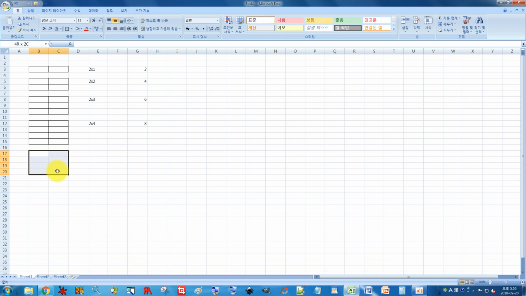So right off the bat, from 1 times 1 to 12 times 12, that's a total of 144 multiplication tables. That's a whole lot of things to remember.